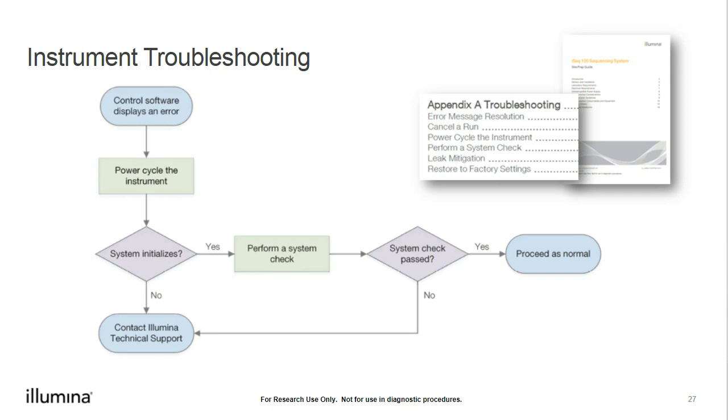Once you turn the instrument back on, if that system initializes, we recommend performing a system check using that test cartridge and test flow cell. If the system check passes, we would recommend continuing to use that instrument because we then know that the instrument itself is running well. If it fails to initialize or the system checks don't pass, please do give us a call. We can take a look at those logs on the iSeq 100 and take a look at what might be going on that's getting us to continually run into these errors here.